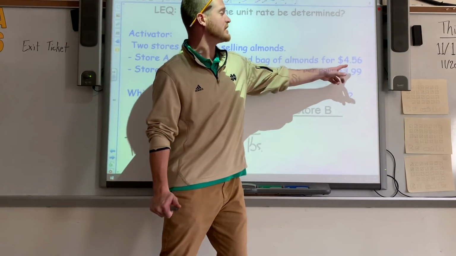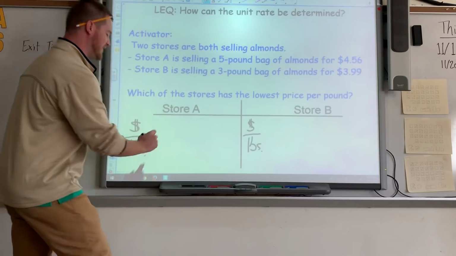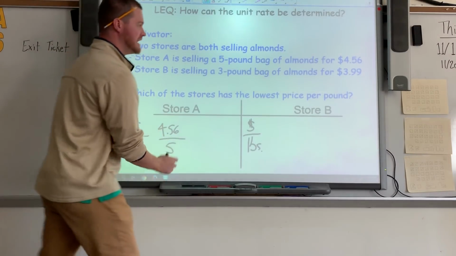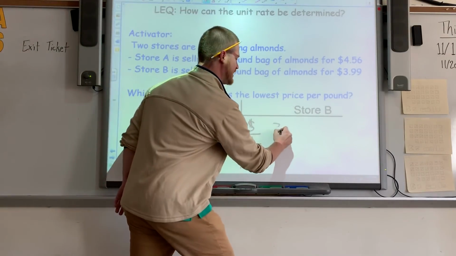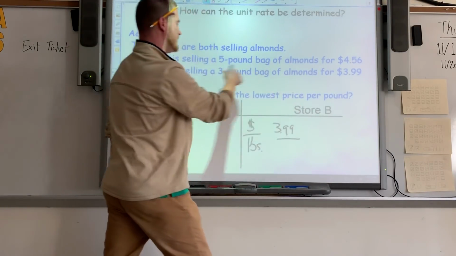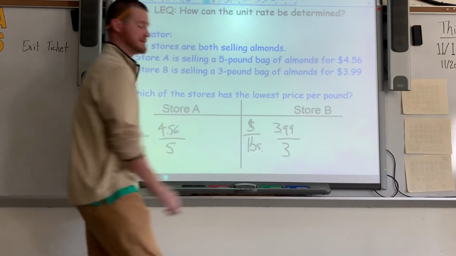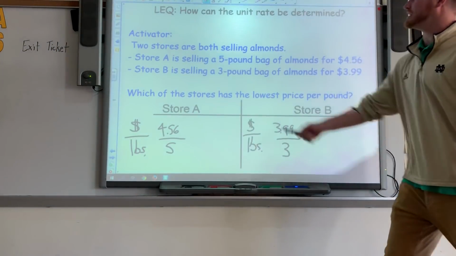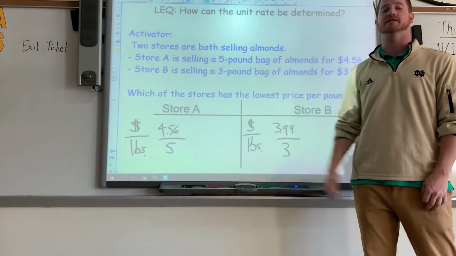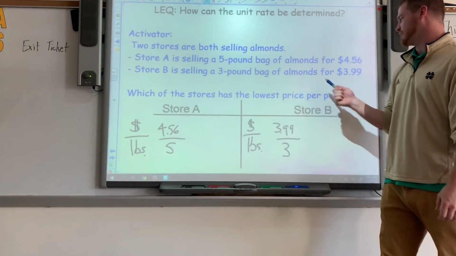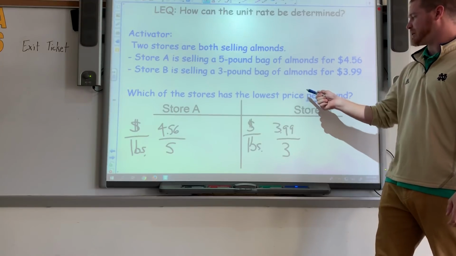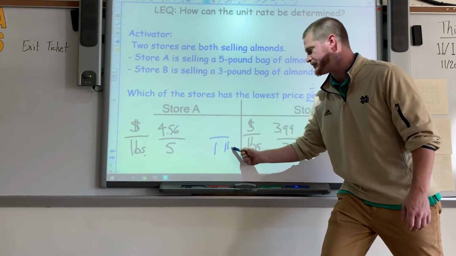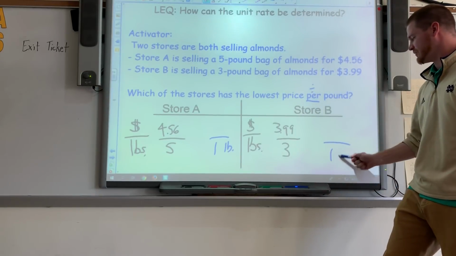Now the rate, we plug in the actual numbers. So I see it's $4.56 for 5 pounds. This one is going to be $3.99 for 3 pounds. Now with unit rate, we've got to get it down to 1. We don't care how much 5 pounds costs. We don't care how much 3 pounds cost. We want to see which one's cheaper per pound. So price divided by pound. So we've got to get it down to 1 pound.